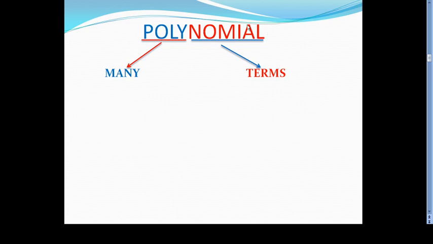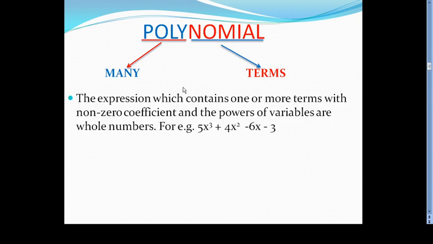So polynomial is a combination of two words, poly and nomial, which means many terms. So those expressions that contain many terms are known as polynomials. So what is the definition? The expression which contains one or more terms with non-zero coefficient and the powers of the variable are whole numbers. What is the condition? The coefficient should be non-zero and the powers of the variable, this is the variable, and its power should be a whole number.